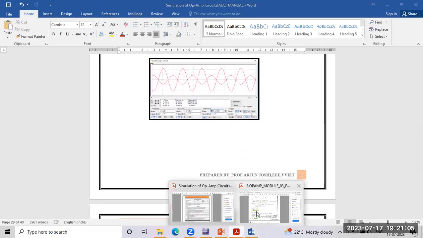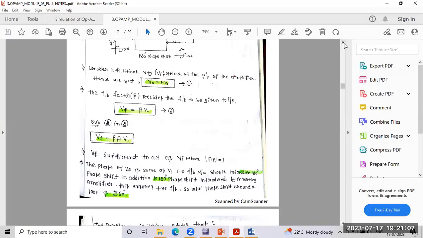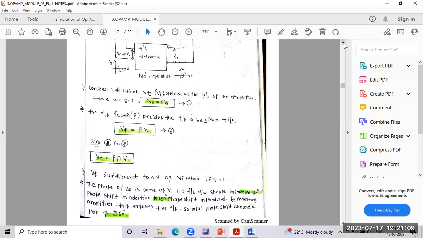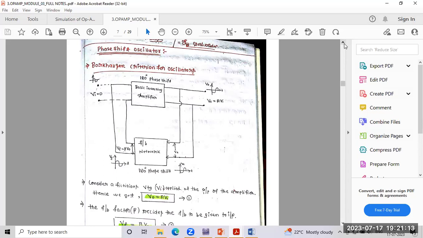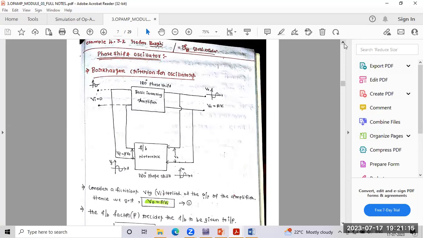Before getting to the actual design or actual simulation, let's discuss some theory about this RC phase shift network. Before getting to the actual phase shift oscillator, we should know the basics of the Barkhausen criteria, a criterion for oscillators. What do you mean by Barkhausen criteria? Let's discuss in this session.